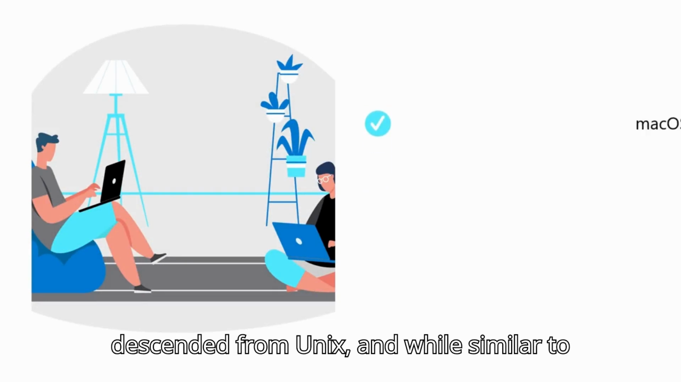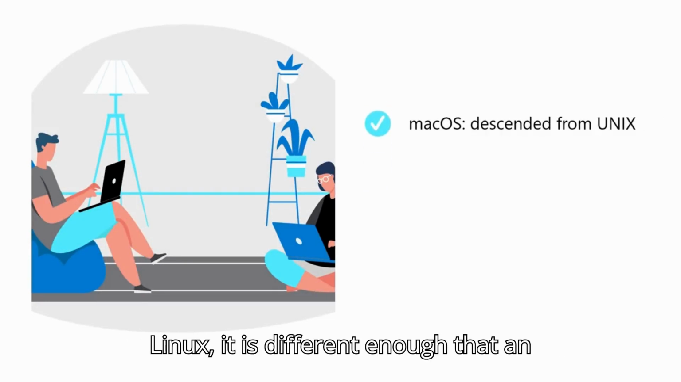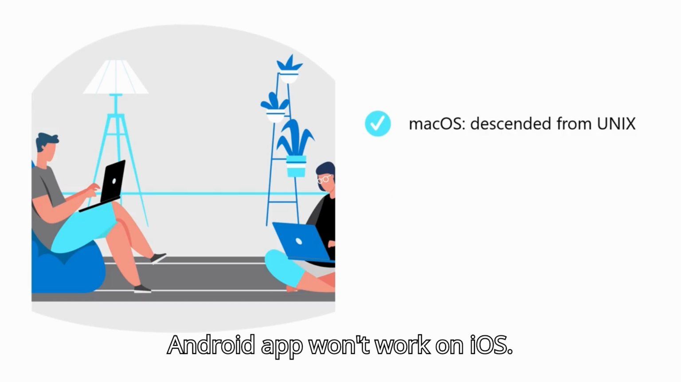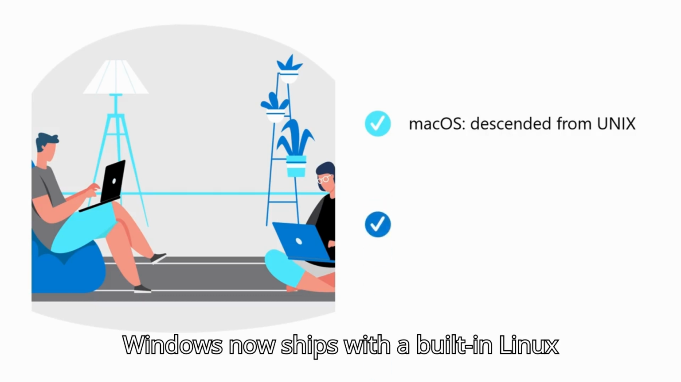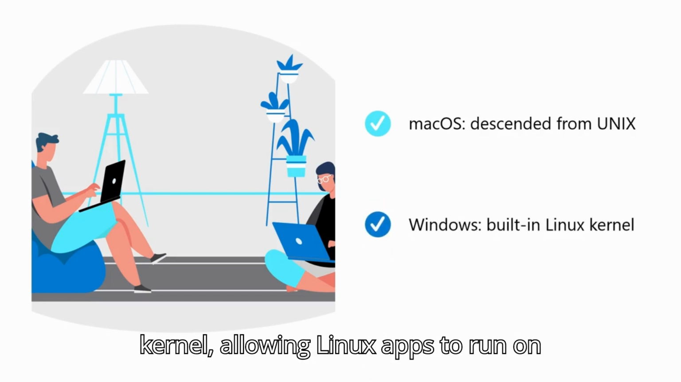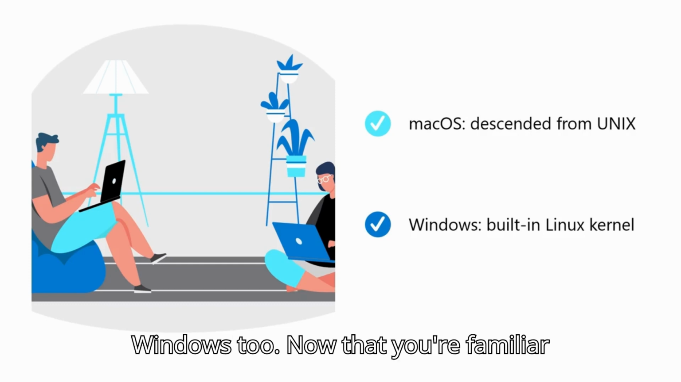Mac OS is descended from Unix, and while similar to Linux, it is different enough that an Android app won't work on iOS. Windows now ships with a built-in Linux kernel, allowing Linux apps to run on Windows too.